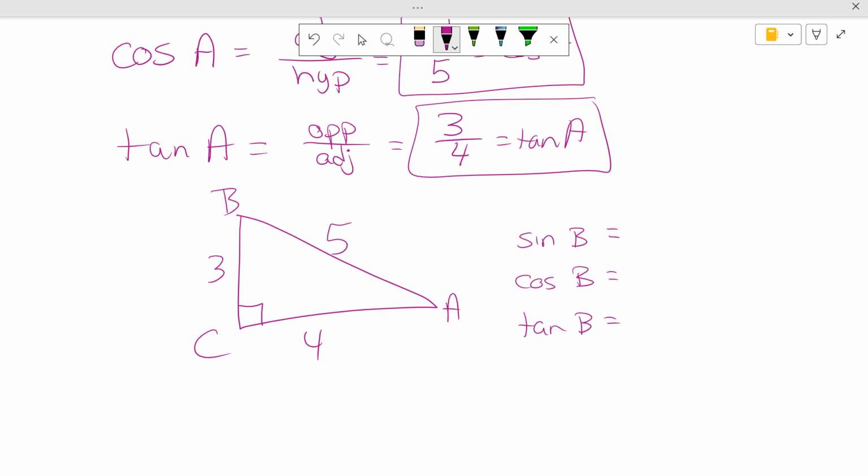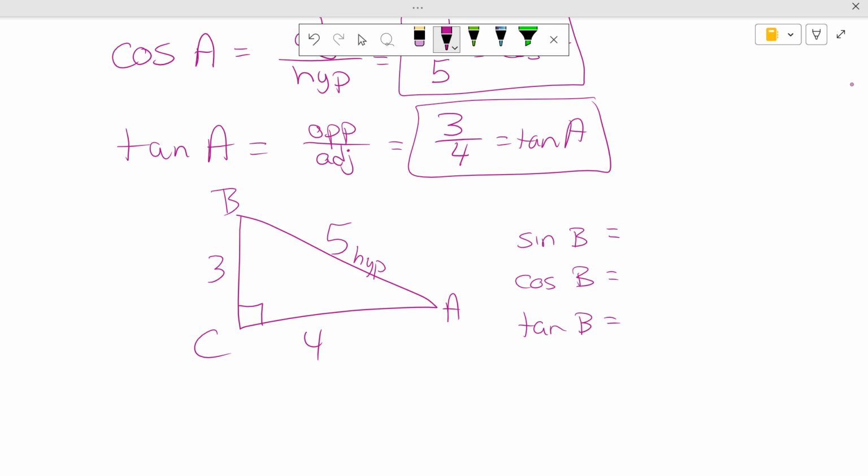All right. So when we're talking about this, we need to find the hypotenuse first. Okay? So 3, 4, 5, which is the hypotenuse? 5. 5 is the hypotenuse.